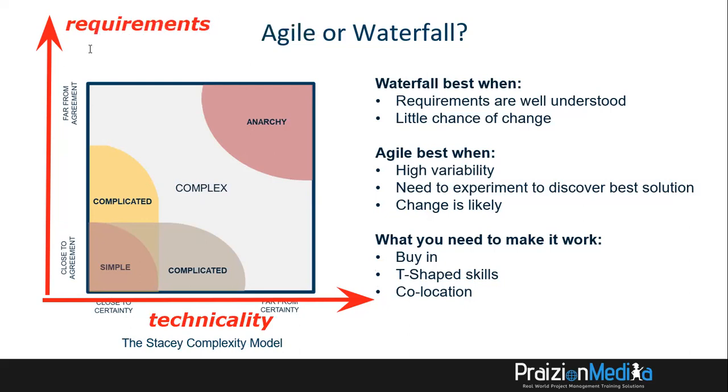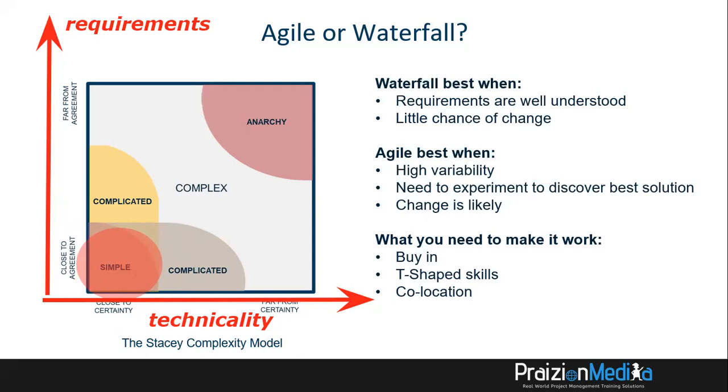So the more certain you are about the requirements, the more predictive you should be. I mean, why wouldn't you be? Why would you use something else when you know pretty much all the requirements? So you're going to be here in this zone of simple if you're working on close to agreement and close to certainty. You get it? Close to agreement in the requirements, close to certainty regarding the technicality.